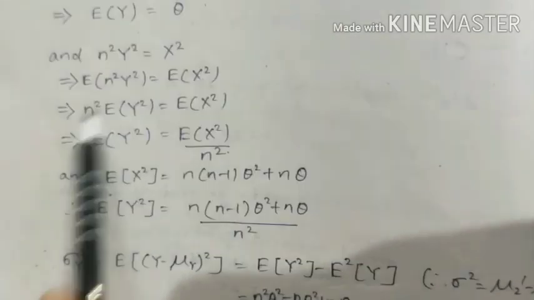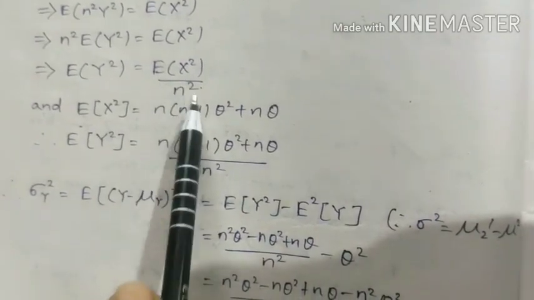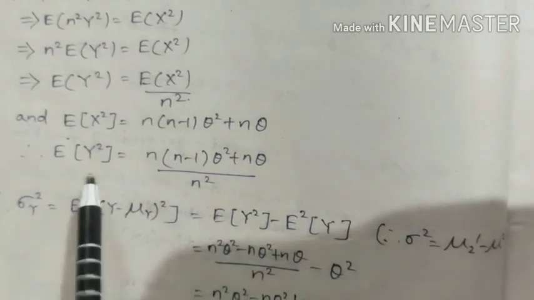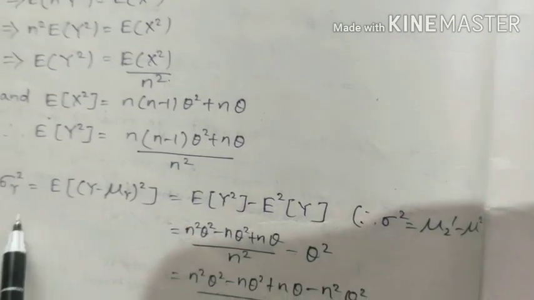n square Y square is equal to X square. So E of n square Y square is E of X square. n square is common, E of Y square is equal to E of X square by n square. So E of X square, you know, is n into n minus 1 theta square plus n theta. So E of Y square similarly is n into n minus 1 theta square plus n theta by n square. So sigma Y square is equal to E of Y square minus E square of Y. Putting in the formula, sigma Y square is theta into 1 minus theta by n.